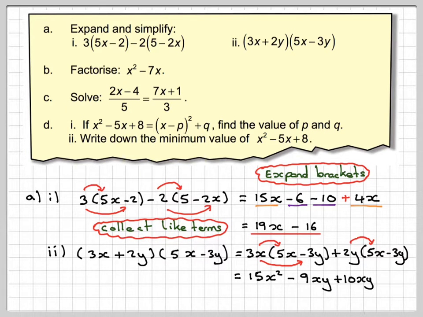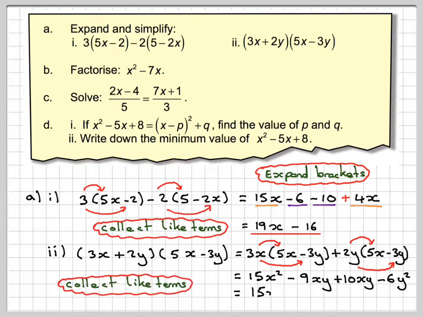And then 2 times minus 3 is minus 6y squared. Avoid the habit of making that be 5. Right, the only things which are like terms are the two middle ones. So we've got 15x squared. Then minus 9xy plus 10xy gives me plus 1xy, which we will just write as plus xy. And then we've got minus 6y squared.